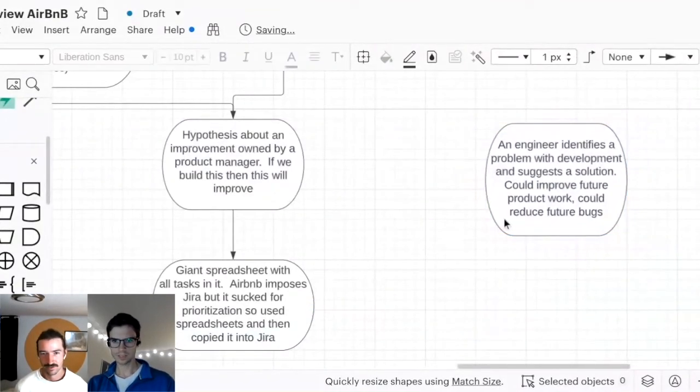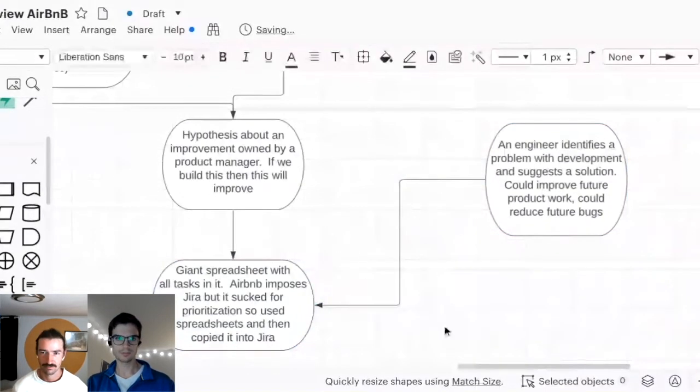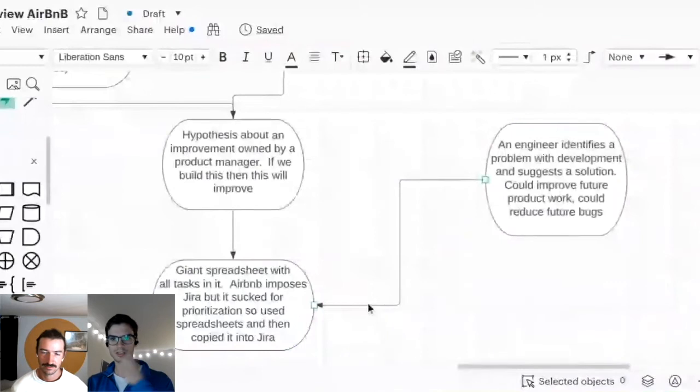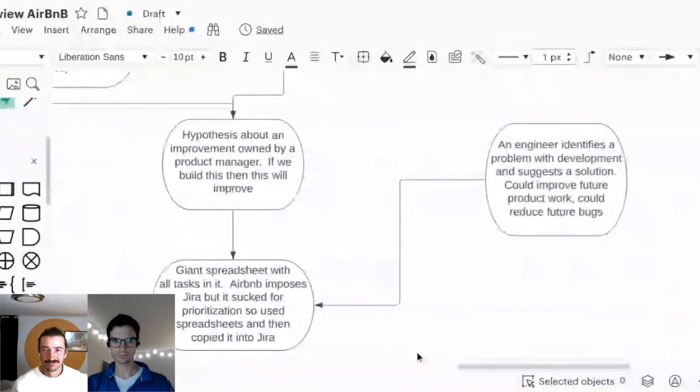So is this basically what happens? Does it just go straight into this spreadsheet, or is there something in between? I would say there's this intermediate step here.